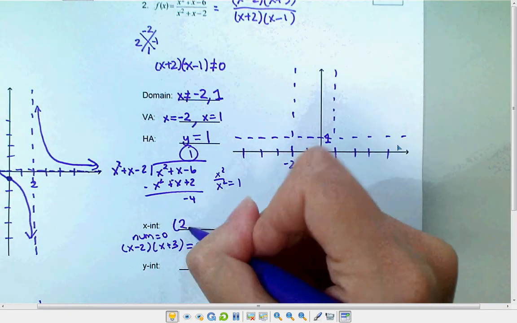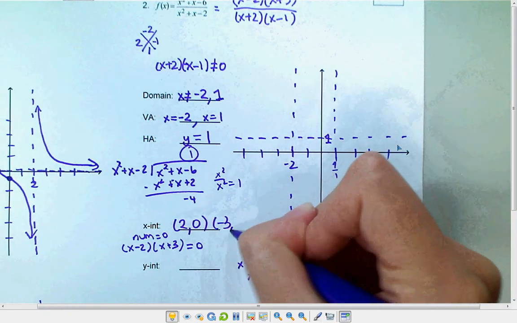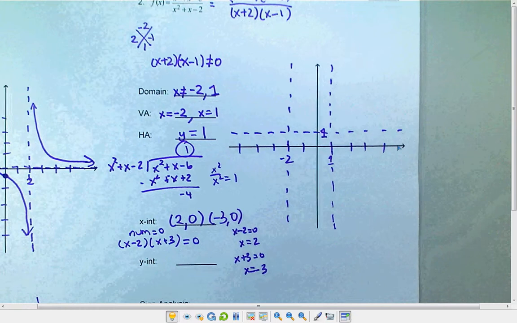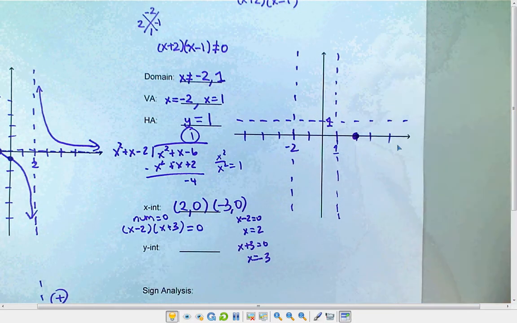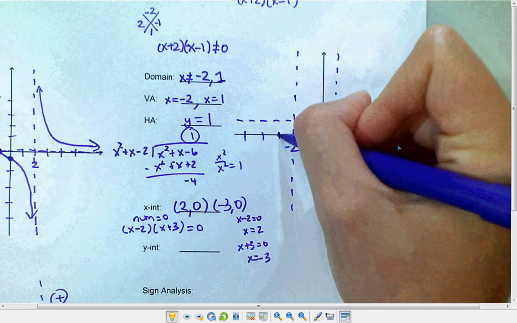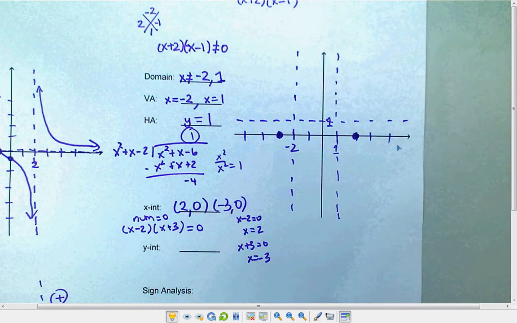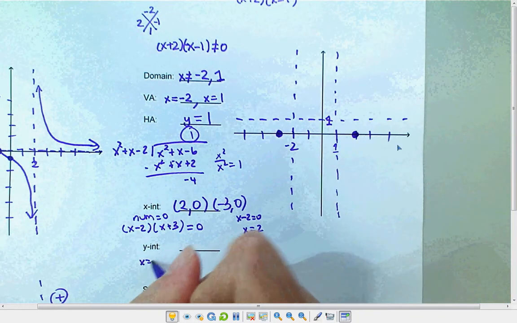So I have two different x-intercepts, (2, 0) and (-3, 0). And I'm going to graph both of those on my graph. So 2 is right here, -3 is right here. And then my y-intercept, now my x is 0, I'm going to plug it in.